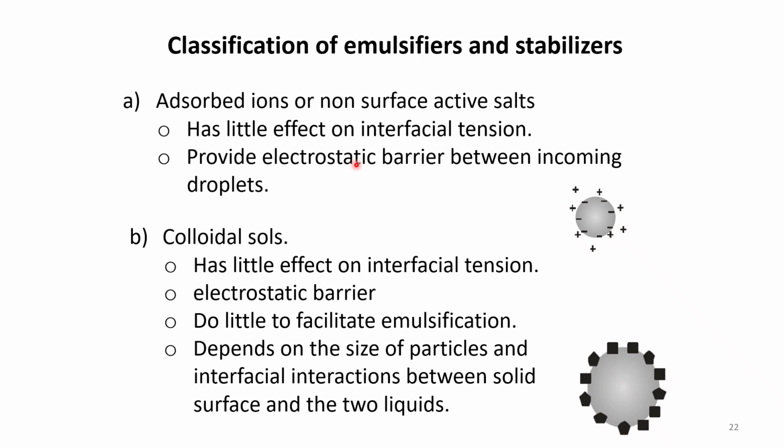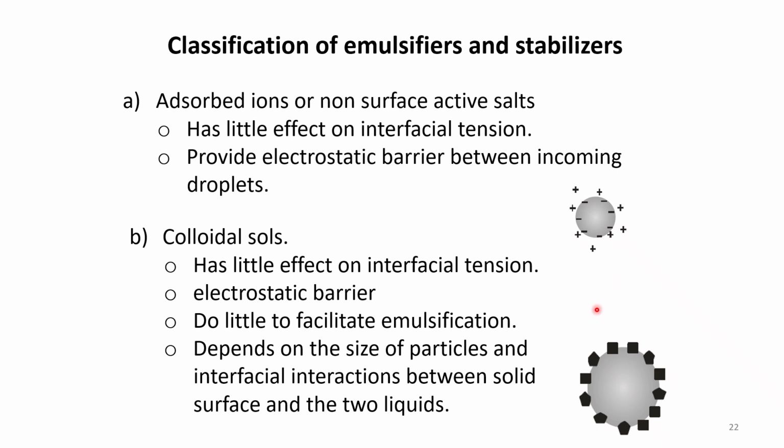We can classify emulsifiers and stabilizers according to the different types of materials. The first one is the adsorbed ions or non-surface active salts. This group consists of simple ions or salts that are not surface active in the traditional sense. These substances have little effect on the interfacial tension and they do not make it easier to create the emulsion. Instead, they function by adsorbing on the surface of the droplets to provide an electrostatic barrier.